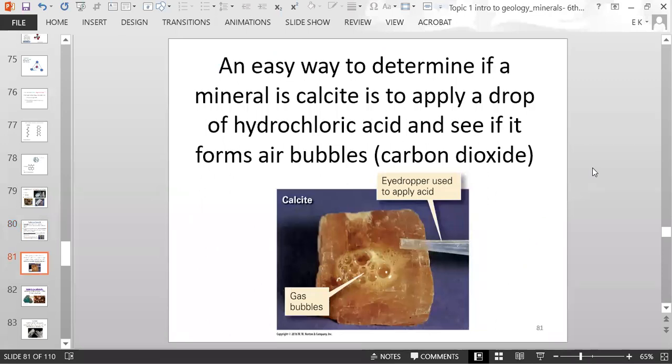An easy way to determine if a mineral is calcite is to apply a drop of hydrochloric acid on it, and then you see if it forms air bubbles. That's from carbon dioxide. So in this picture, someone dropped a little bit of hydrochloric acid on a calcite sample, and you see gas bubbles fizzing. That's a chemical reaction that happens, that you're dissolving the calcite a little bit, and it releases carbon dioxide.